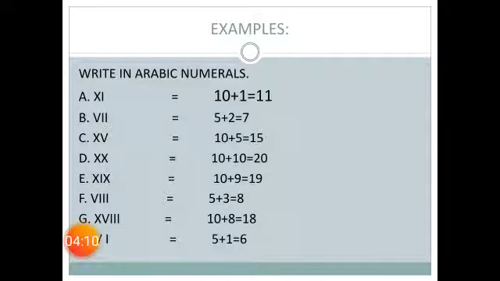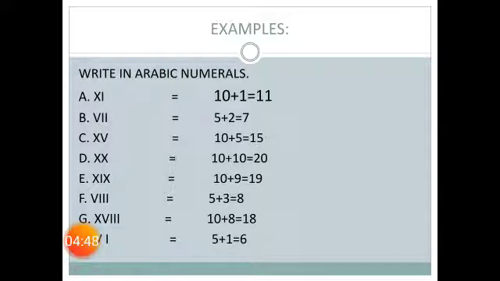Number C, XV. X is represented by 10 and V is represented by 5. If we add 10 plus 5, we will get 15, or XV is represented by 15. Number D, XX. X is represented by 10 and another X is also represented by 10. So if we add 10 plus 10, we will get 20. Number E part, XIX. X is represented by 10 and IX is represented by 9. So if we add 10 plus 9, we will get 19.